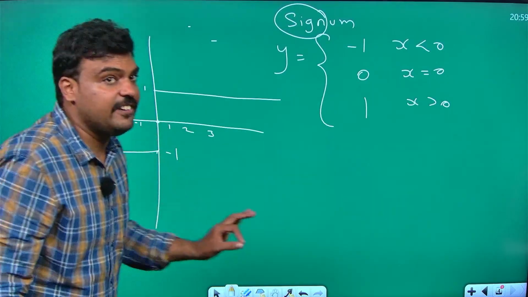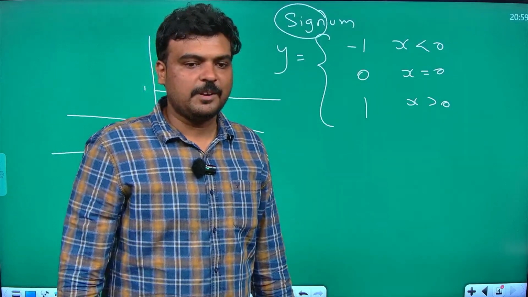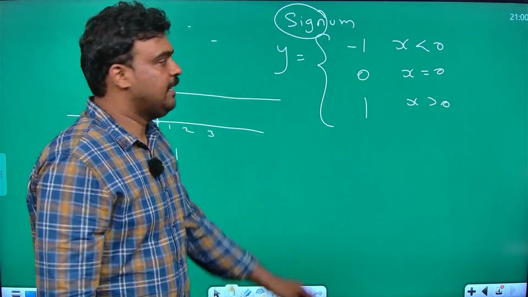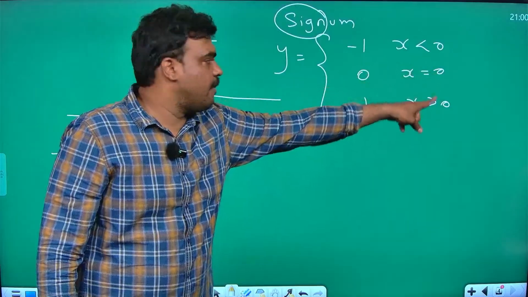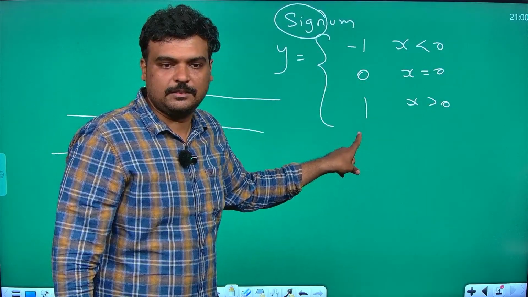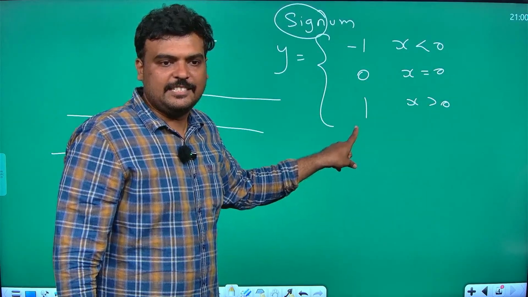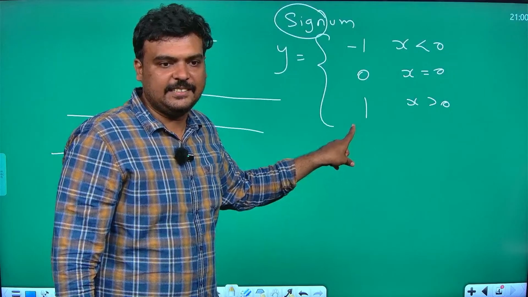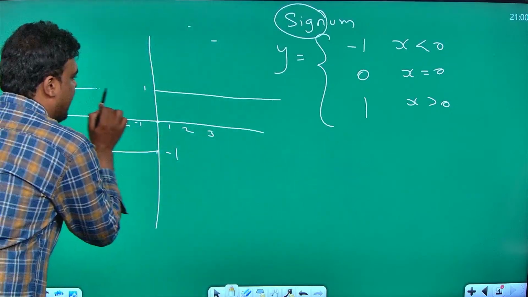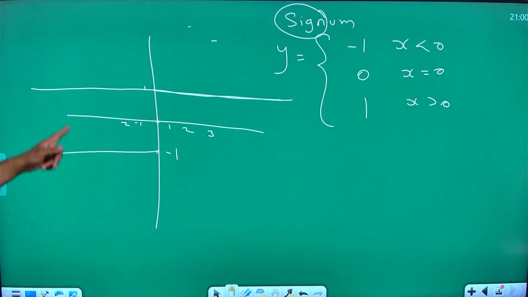Guys, can you say it's a one to one function? No, it is not a one to one function, because for all positive numbers I am going to get the answer 1. Shall we check with the horizontal line test? If I draw the line here, infinite points are touching the graph. Right?